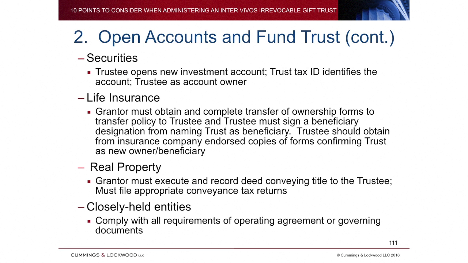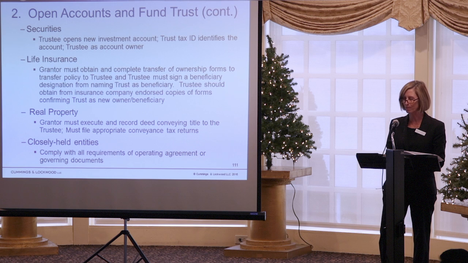Also, with respect to life insurance, as probably all of you know, if a grantor dies within 3 years of transferring a life insurance policy to a trust, the policy will be included as an asset of the grantor's estate, even though the gift to the trust was completed. And that 3-year period doesn't begin to run until the insurance company actually records the change of ownership in its records. So it's important for the trustee to receive back confirmation from the insurance company that the transfer has been completed and recorded in the insurance company's records.